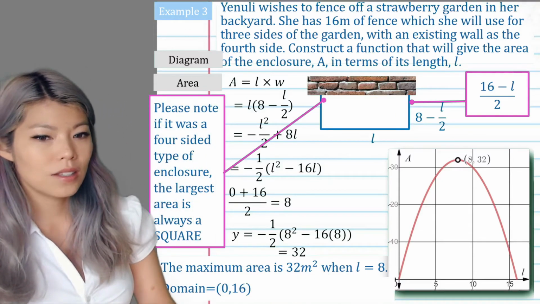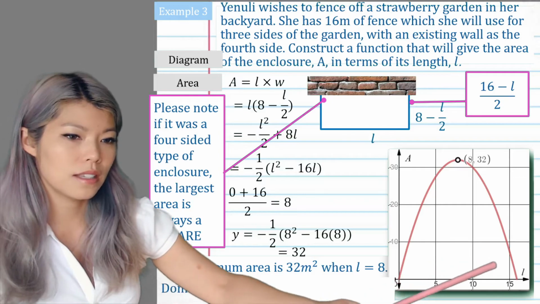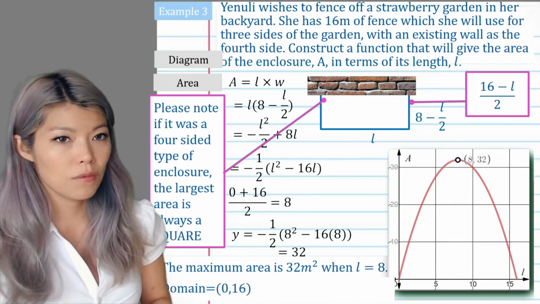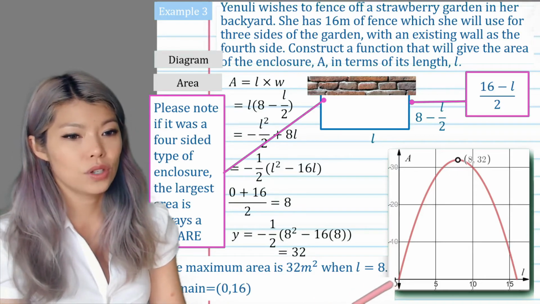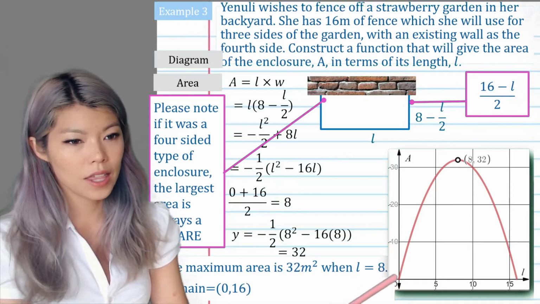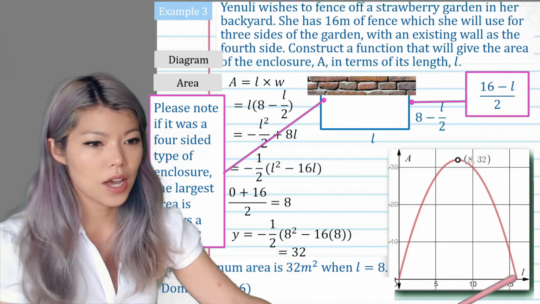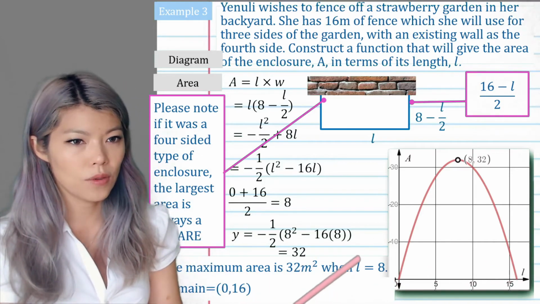And we can see that the domain is between 0 and 16, exclusive. Make sure you remember to put round brackets, because you can't have 0 length and you can't have 16 as your other length, otherwise the other one will be 0.